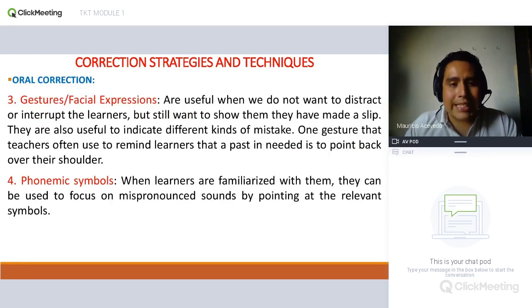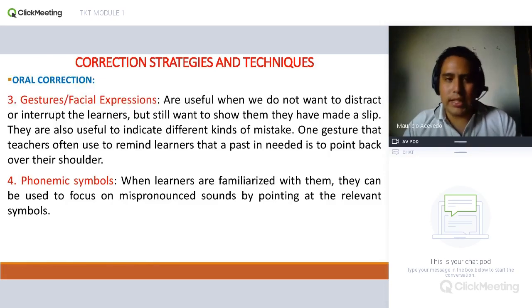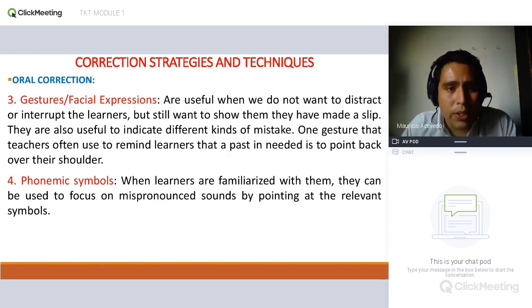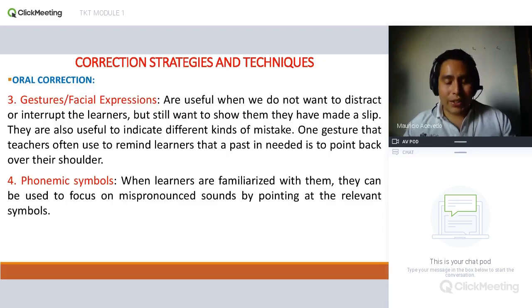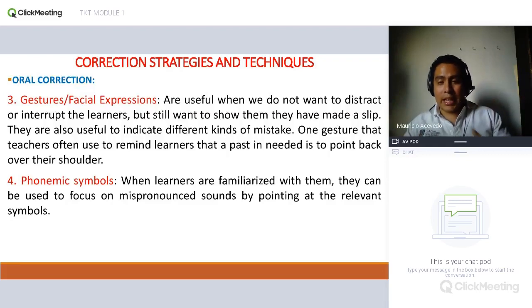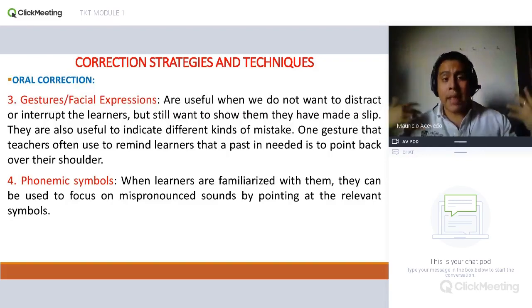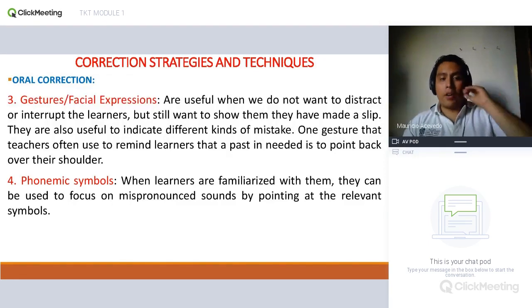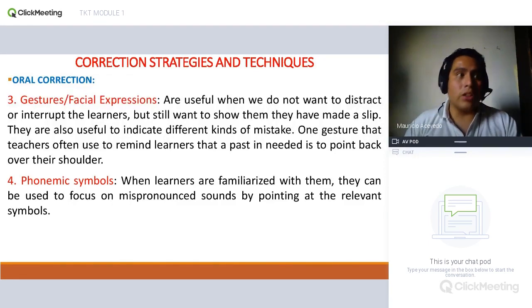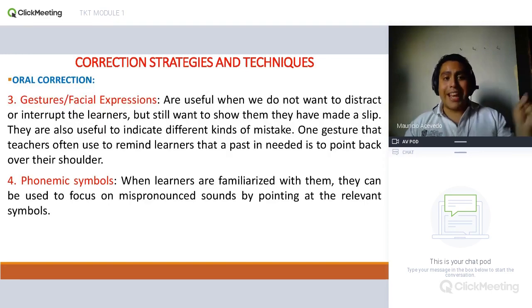Okay, phonemic symbols. This is very important. When learners are familiarized with them, they can be used to focus on mispronounced sounds by pointing at the relevant symbol. This is very, very useful, especially if we have this phonemic chart and our students are used to seeing it, so that you can point. Okay, repeat after me. No, that's not the sound. We don't say hose. I say house. I have the ah sound.